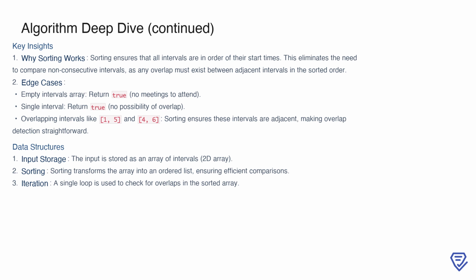If the intervals array is empty, we can immediately return true since there are no meetings to attend. Similarly, if there is only one interval, there is no possibility of overlap, so we can also return true. For cases with overlapping intervals, such as [1, 5] and [4, 6], sorting ensures these intervals are adjacent in the list, making it straightforward to detect the overlap. In terms of data structures, the input is stored as an array of intervals, which is then transformed into a sorted list. A single loop is used to efficiently check for overlaps in the sorted array.